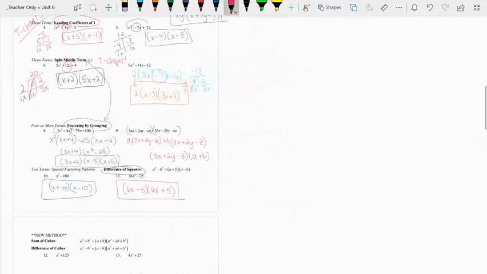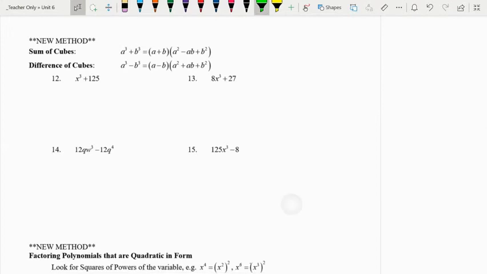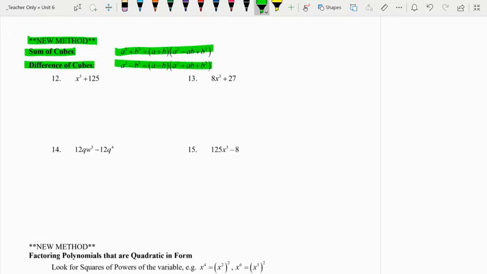So hopefully all of these feel like old news to you, right? Because we did just talk about that in one of the very first lessons that we had this school year. This next part is all about the new method that we are going to use here, which are the sum and difference of cubes. Okay? If you notice, these are actually pretty much the same thing. All right? The only thing that's really changing is the first and the second sign. Everything else stays the same.